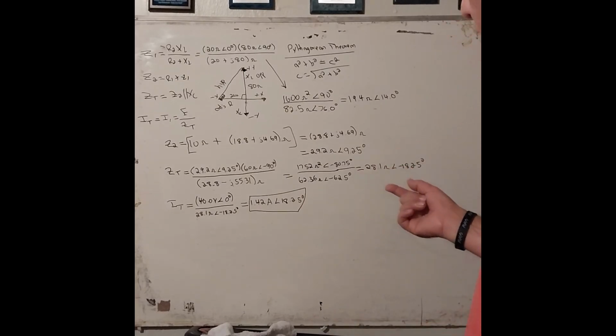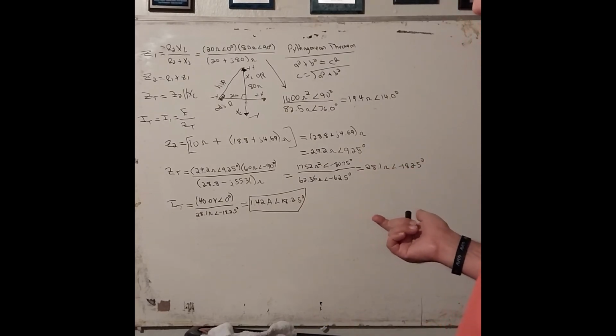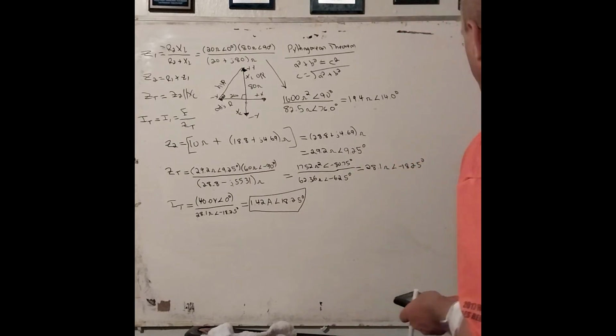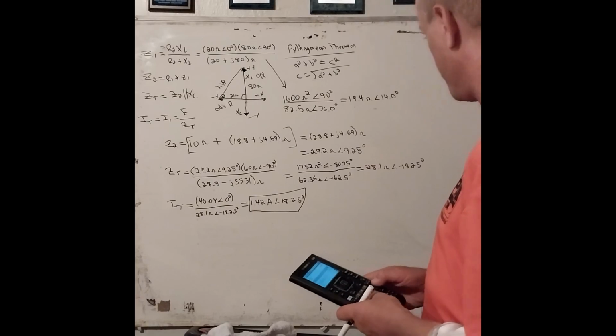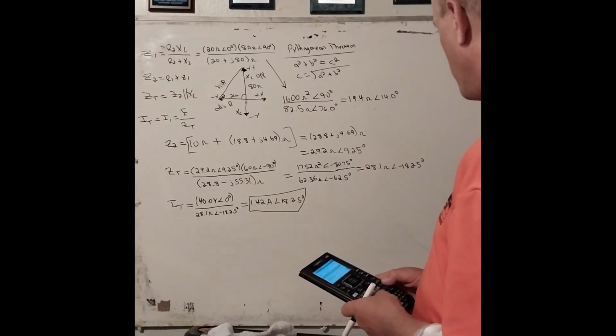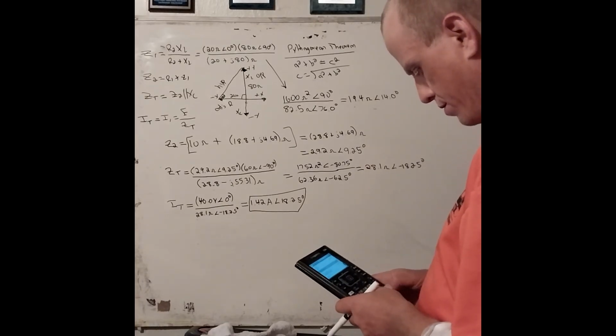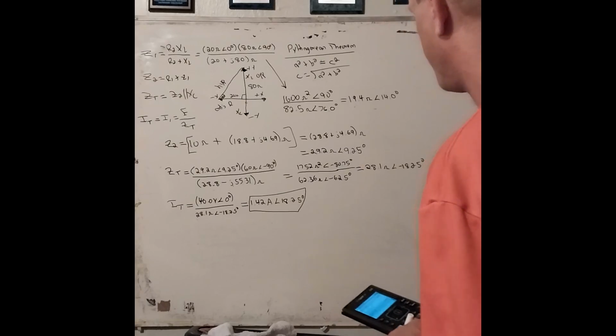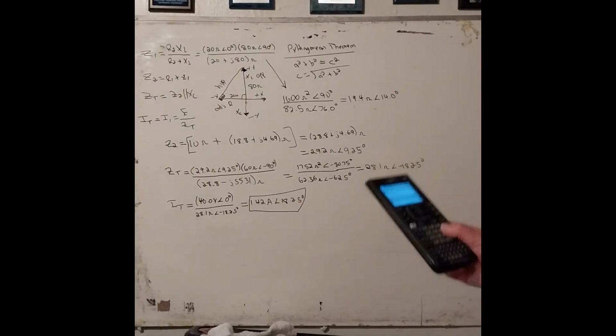So we can take the total voltage and divide that by Z sub 2 to get the total current flowing through Z sub 2. Okay, so 40 divided by Z sub 2, which is 29.2, it's 1.37 amps.